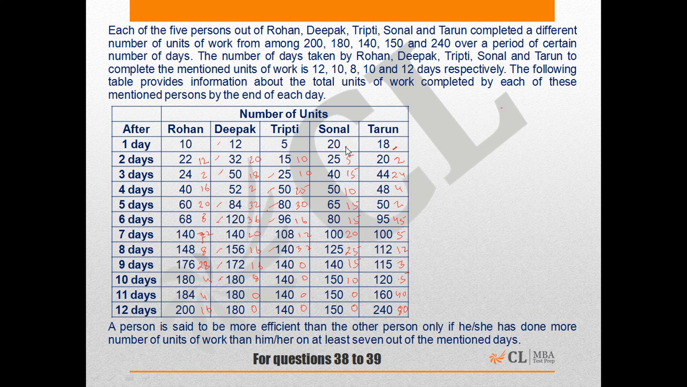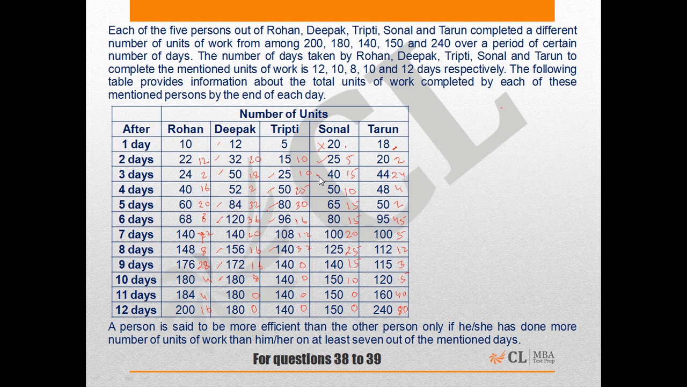On the first day Sonal did maximum work, that means she did more than 4 people, so this case will not be taken. I have to take at least 1 and at most 2. Here she did 5 units of work, more than only Tarun, that is 1 person. I'll take this day. Here she did 15 units of work, more than Tripti and more than Rohan, that is exactly 2 people.